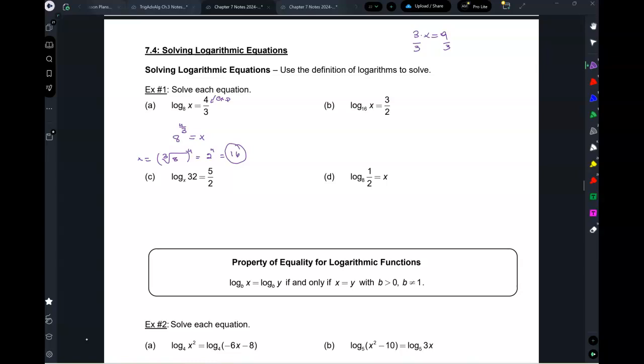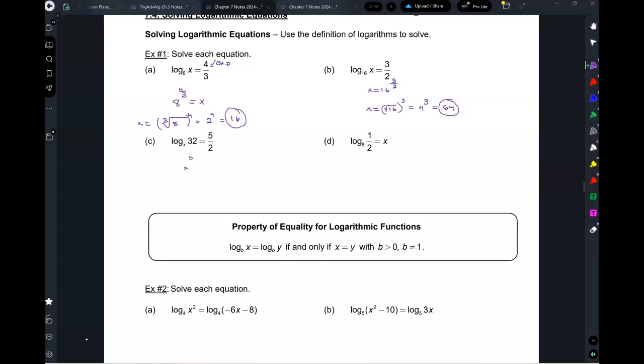Okay, let's take a look at this one. Exponent is 3 over 2. So x is equal to the base to the power of 3 over 2. So x is root 16 cubed. That's 4 cubed, 64. Yay, let's do another one.